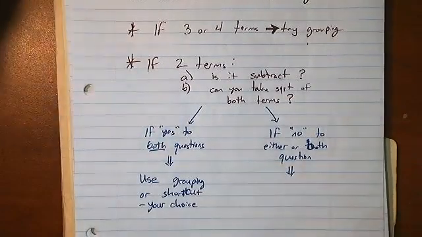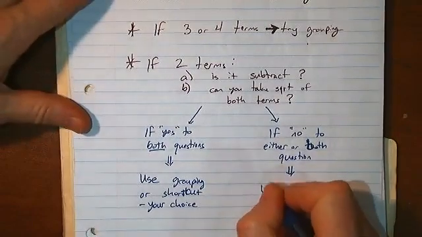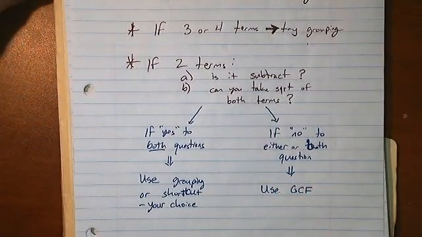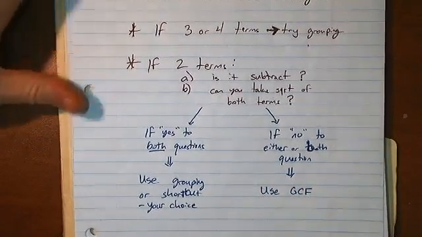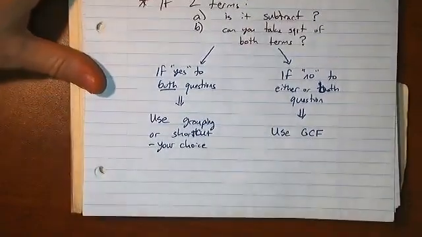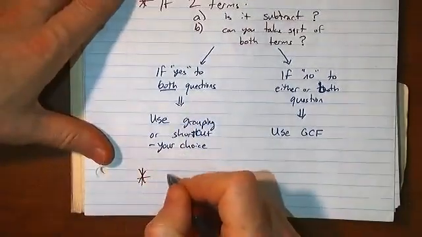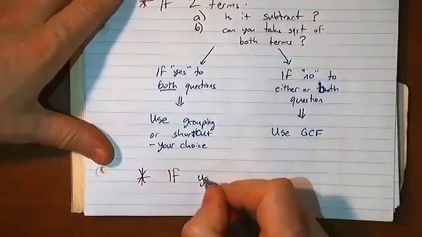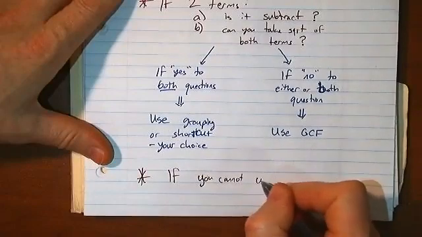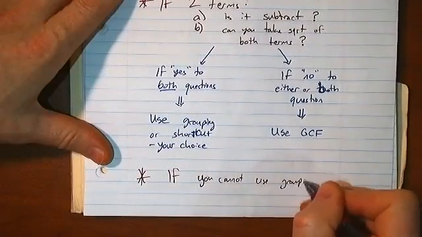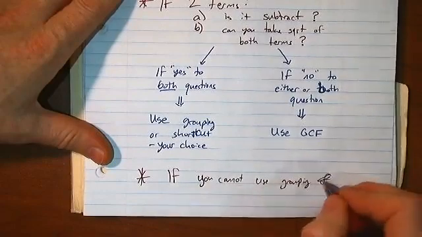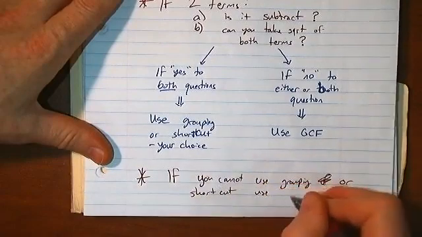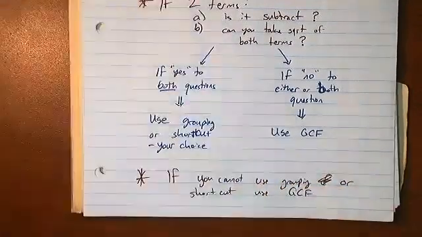And so what did we say our backup plan was going to be? We said our backup plan was try to use GCF. Try to use GCF. All right. So that then becomes our final point. If you cannot use grouping or the shortcut, use greatest common factor. Okay.